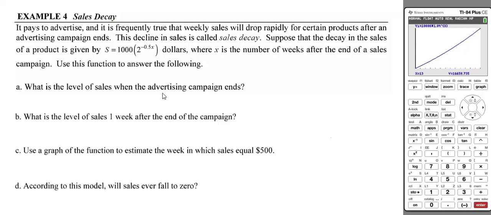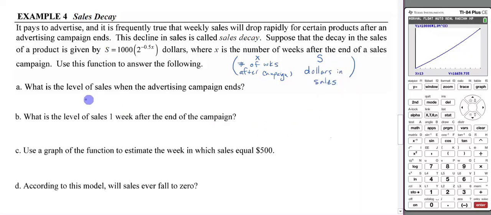What is the level of sales when the advertising campaign ends? I think it's good for us to backtrack now and decide what our x and y is for this function. The x is the number of weeks after the end of the sales campaign. So x is number of weeks after that campaign. And our y is the variable S, and that's the dollars in sales.